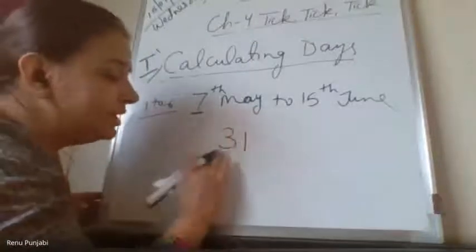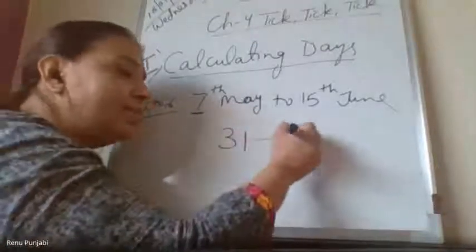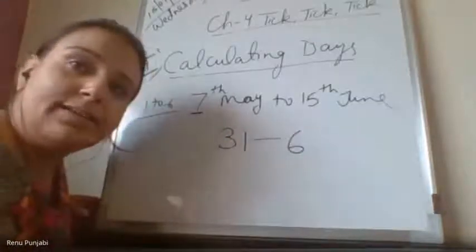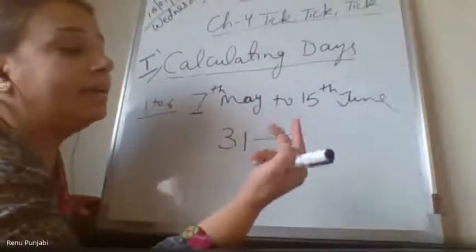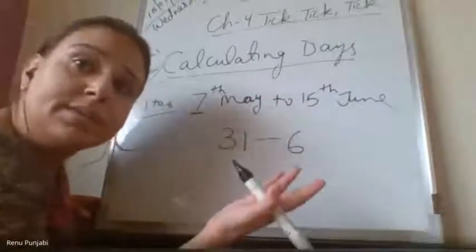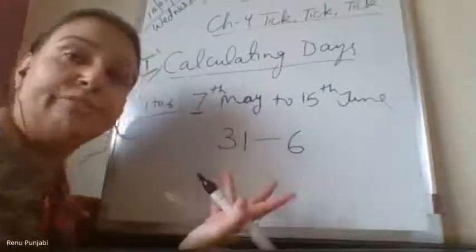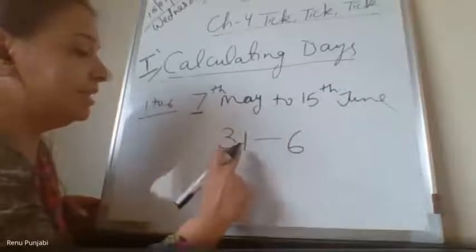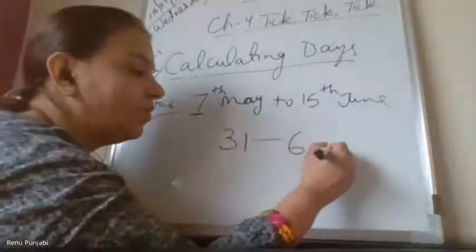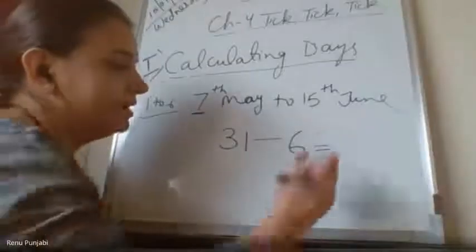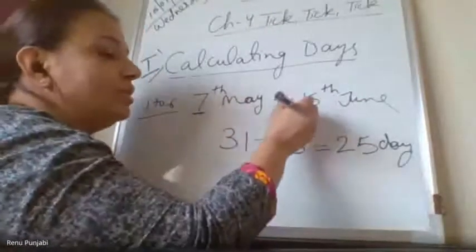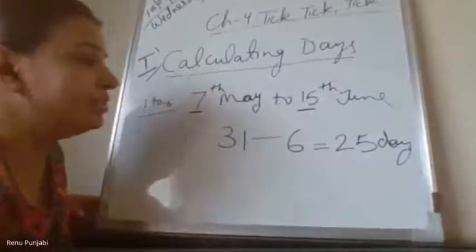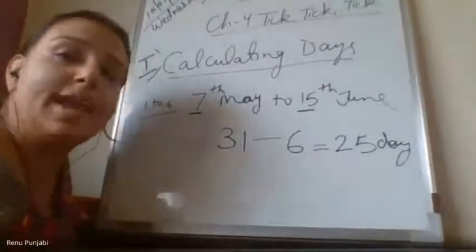So can we do this also by subtracting 6 days from 31? This method is also good. Instead of counting one day after 7, going to 8, 9, 10, 11, 12, which will be time consuming. If you want to do it fast, you can do it in this way. 31 minus 6, tell me how many days? 25. 31 minus 6 is 25 days. Very good.